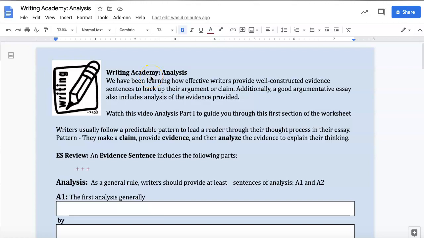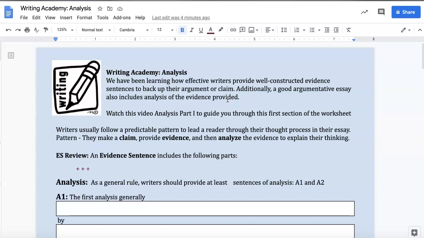Hi everyone, it's time for us to move on to our next part of the writing process, and that is to focus on analysis. So today's Writing Academy will focus on analysis. So far we've been learning how effective writers provide well-constructed evidence sentences to back up their argument or claim. Additionally, a good argumentative essay also includes analysis of the evidence provided.